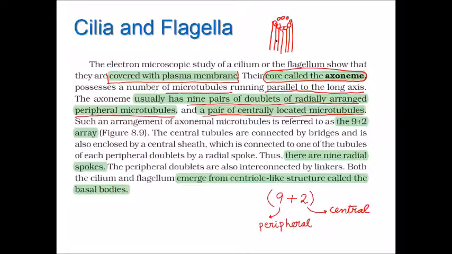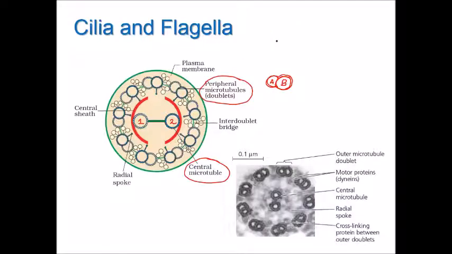Also, you can see in the structure here, the central tubules are connected by a bridge. This is called the bridge, the green colored portion. And also the central tubule is enclosed in a sheath. This red colored portion is called the sheath, a protective layer. It's called the central sheath. Now the central sheath is again connected to one of the tubules of each peripheral doublet by something called a radial spoke. You can see here, this is the radial spoke, another one, another one.